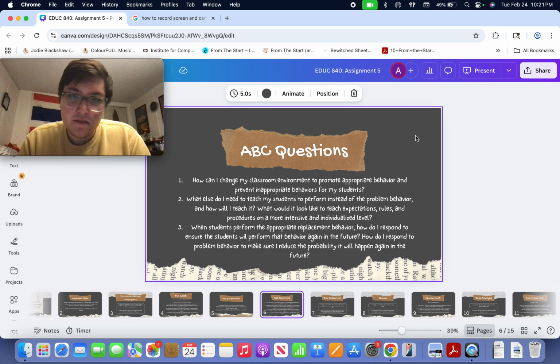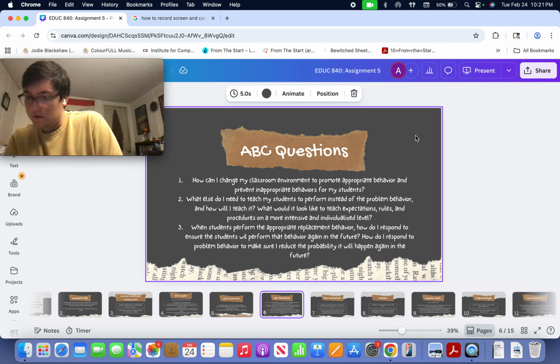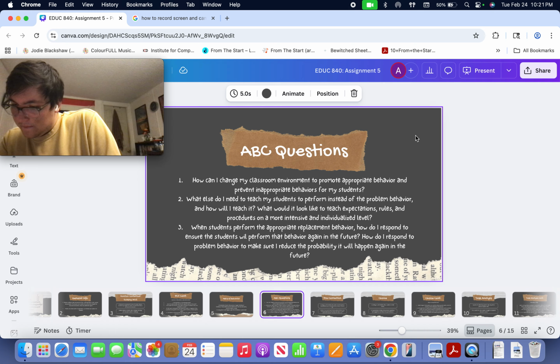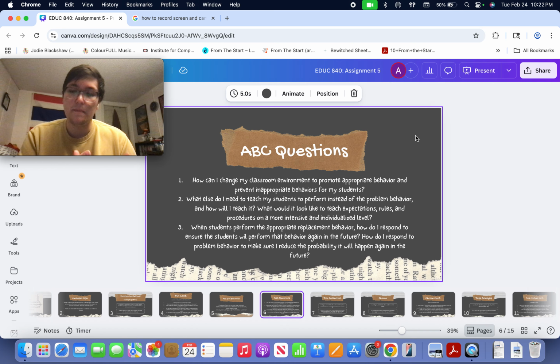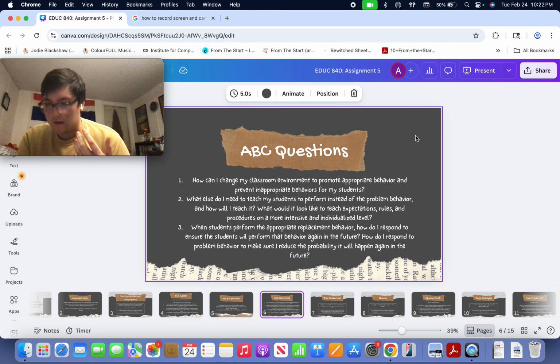Three, when students perform the appropriate replacement behavior, how do I respond to ensure that students will perform that behavior again in the future? How do I respond to problem behaviors to make sure that I reduce the probability it will happen again in the future? Now, these are helpful in coming up with the strategies you use to address behavior from students. But the strategies you use will depend on context and what is feasible for you, the student, and the classroom in general.